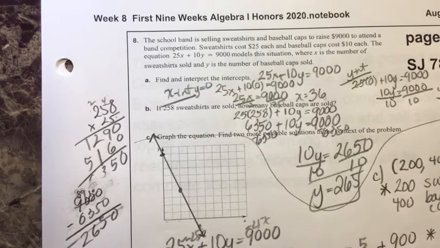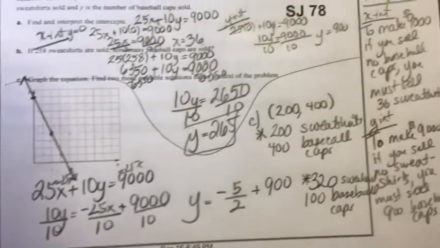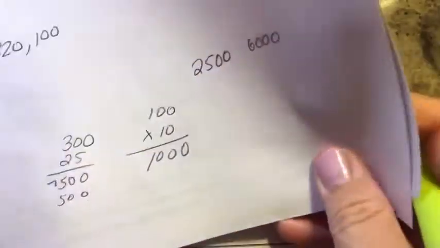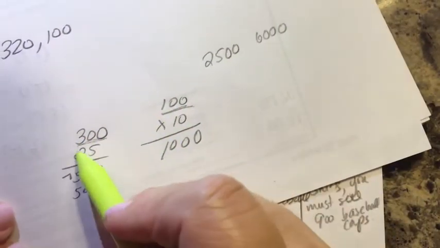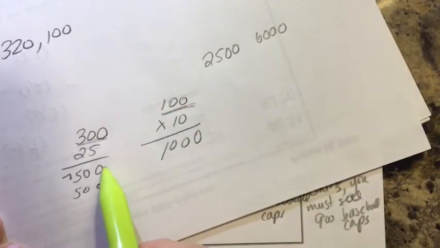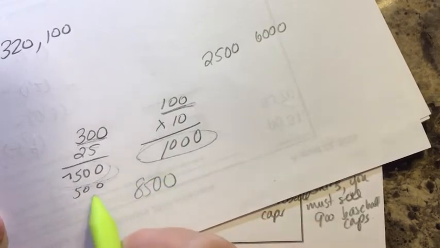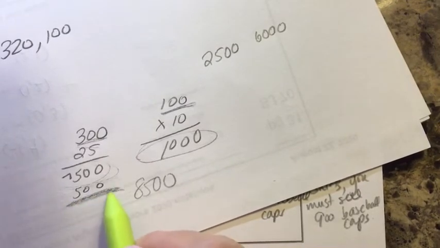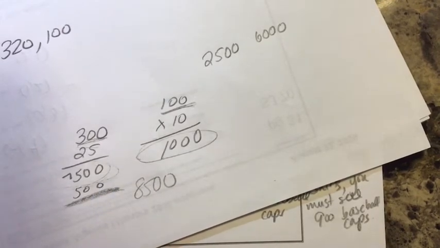The other solution, a guesstimate would be 320, 100. But it did work. First I did 300 and 100. And when I did 300 and 100, I got 7,500 plus 1,000, which is 8,500. So I knew I needed 500 more. How many more sweatshirts do I need to sell to make $500? Well, that would be 20.